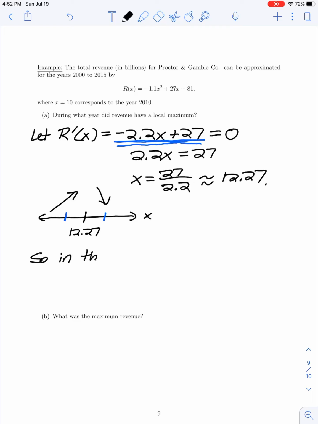So here we could say in the year 2012, this revenue function would be maximized, have a local maximum.